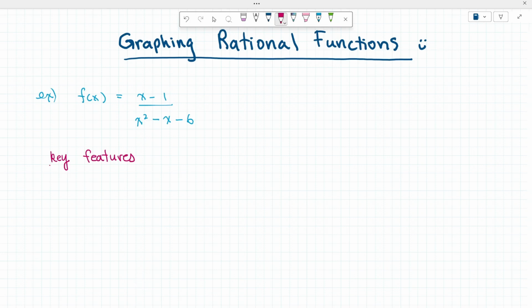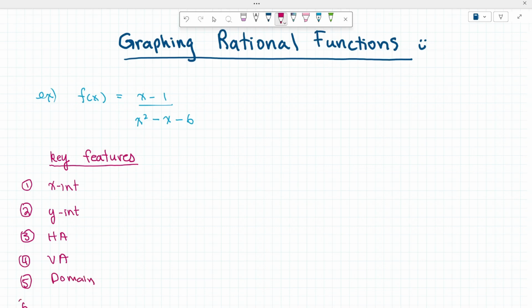So the key features we want to look at are: number 1, the x-intercept. Number 2, the y-intercept. Number 3, the horizontal asymptote. Number 4, the vertical asymptote. Number 5, the domain. And number 6, the range.